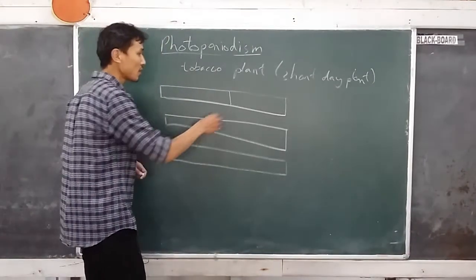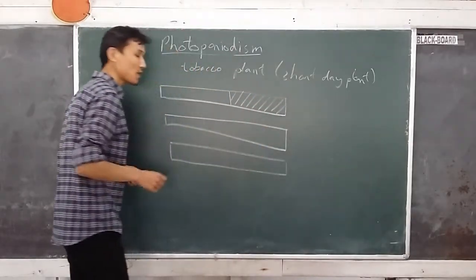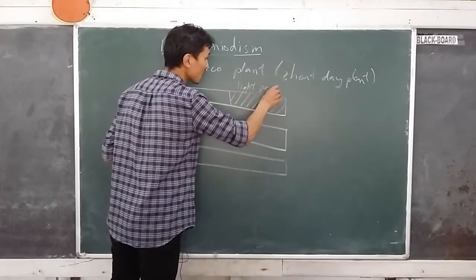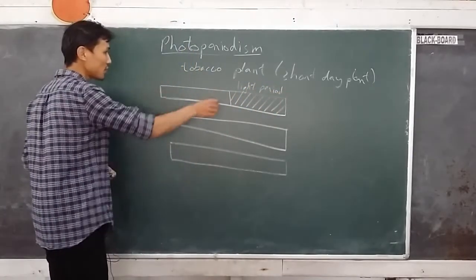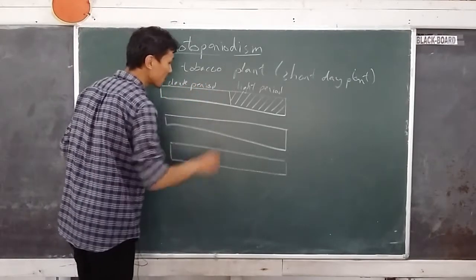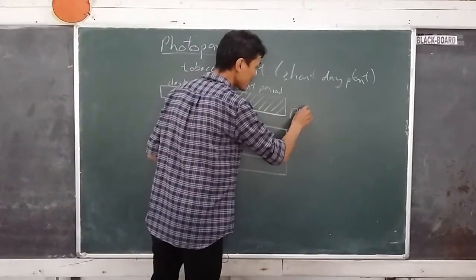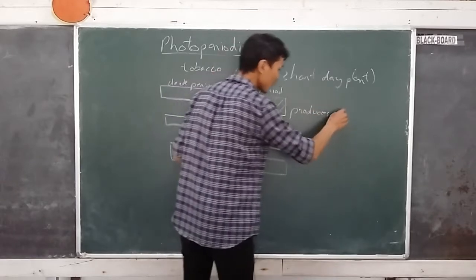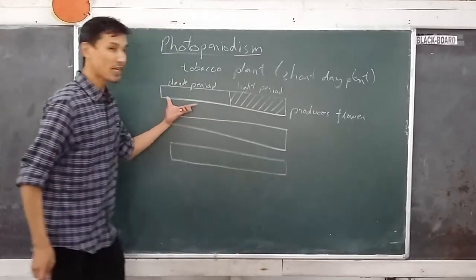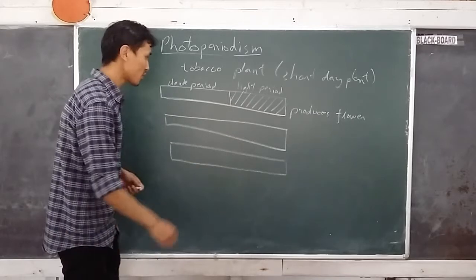So in this case, the slanting lines are represented as light period, and this huge blank space is represented as dark period. So generally for a tobacco plant to flower, it will require a longer dark period, that means a long night and a short day period. So in this case, the plant is producing flowers.